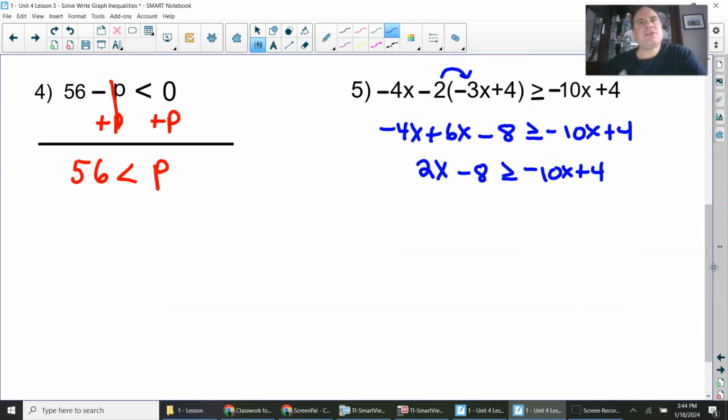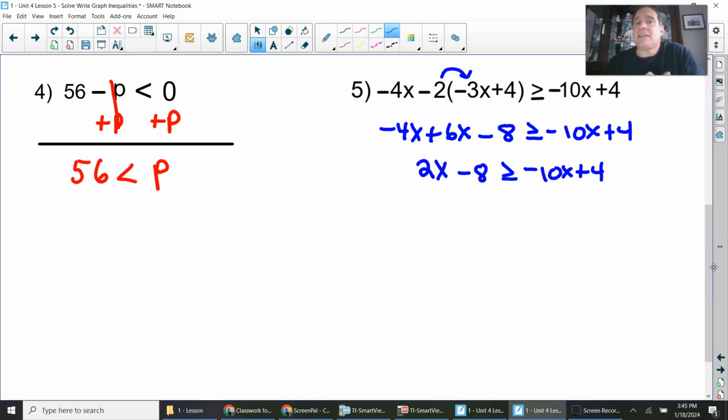So now I have x's on both sides. Remember, you have to get the x's together. You have to get the x's on one side. So I could either bring the 2x over to the negative 10x or the negative 10x over to the 2x. I would like to stay in the positive.